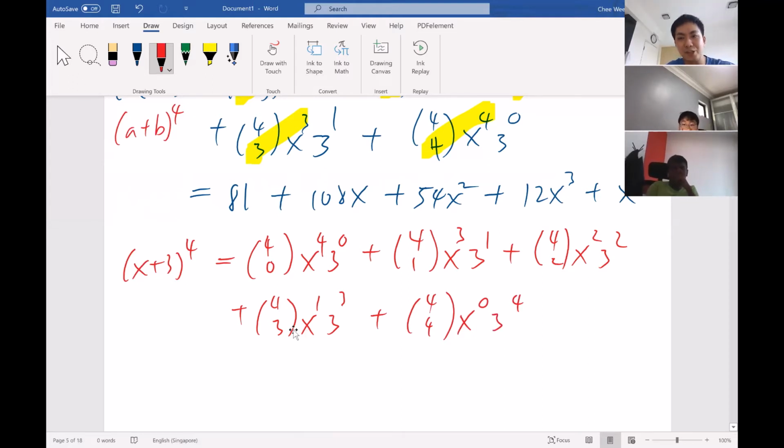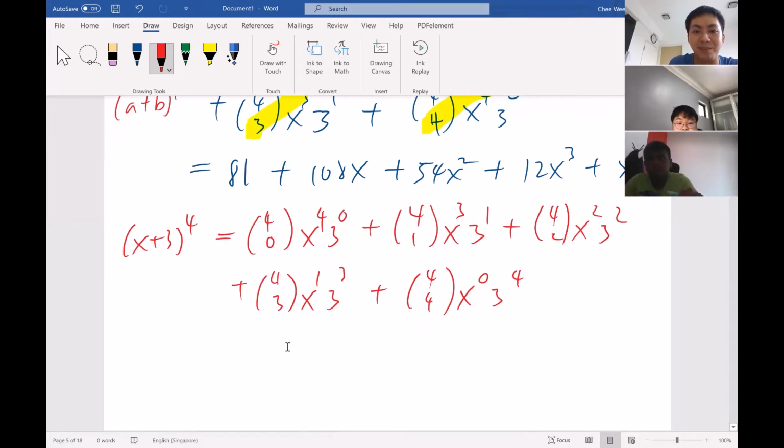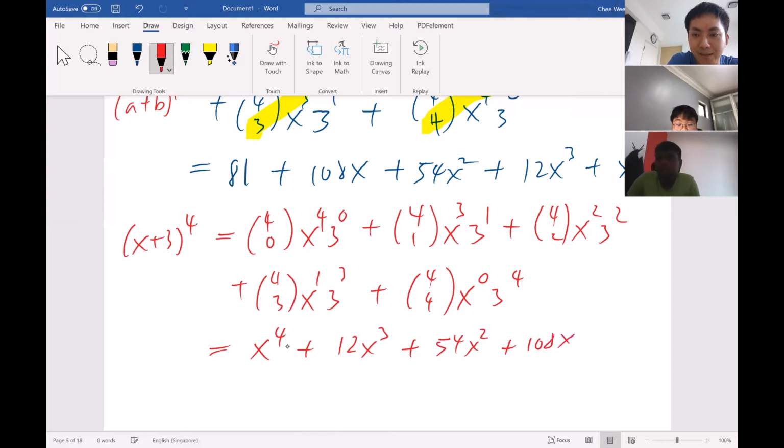So Yanis, this version now will just be like what I went through with you last week, right? Mm-hmm. And you will see that if you expand this out, it's exactly the same as the one in blue just now. So if I expand this out, I will have x to the power of 4 plus 12x cubed plus 54x squared plus 108x plus 81.